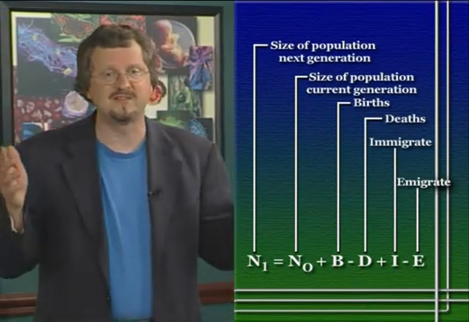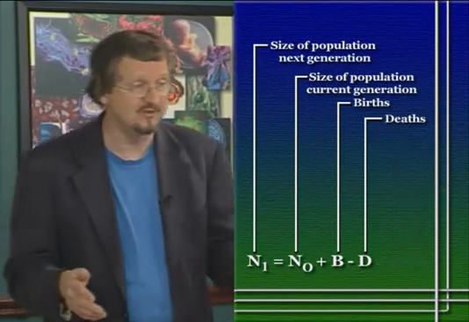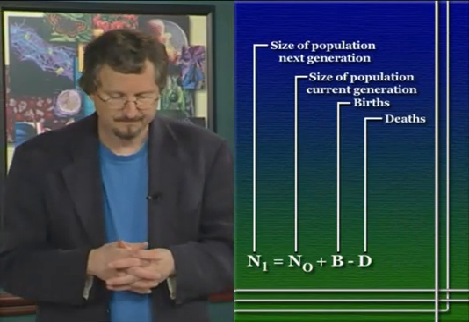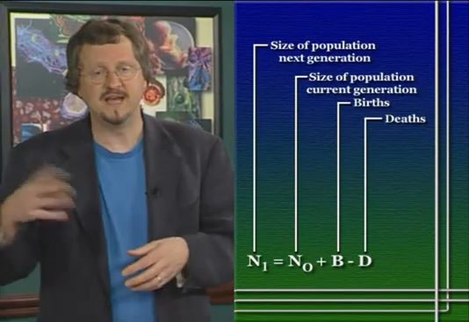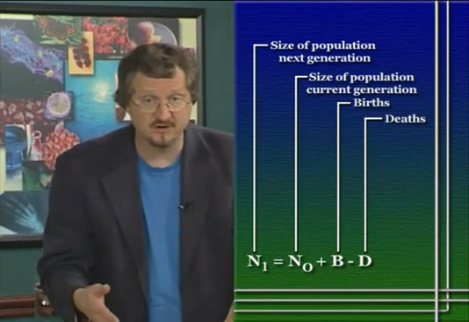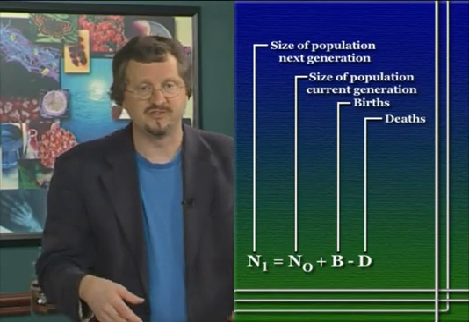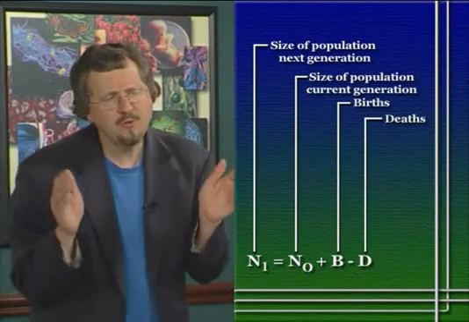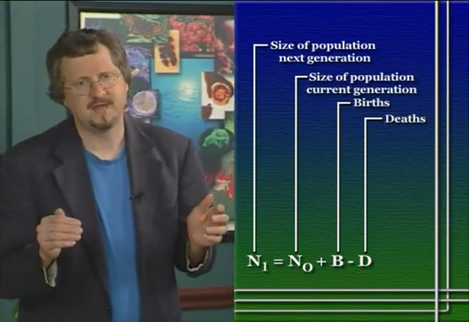And so we might just write a simpler equation, which is n sub 1 equals n sub 0 plus b minus d. The size of a population in the next generation is the current size plus the number of individuals born in the generation minus the number of individuals that died in that time period of the generation. Now, what we're really interested in knowing, actually, is not the absolute size of a population, but the rate of change in the size of a population.